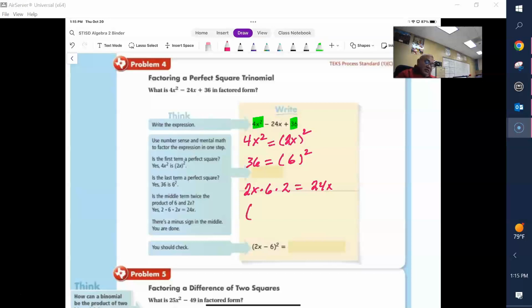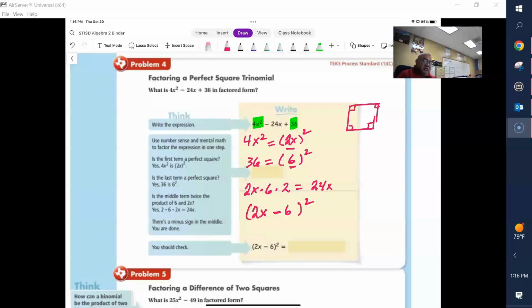So to factor this, all you got to do is write down the first number, which is the first term, which is 2x, the second term, which is 6, and then since it's going to be negative, you're going to put a minus. So 2x minus 6 to the second power.